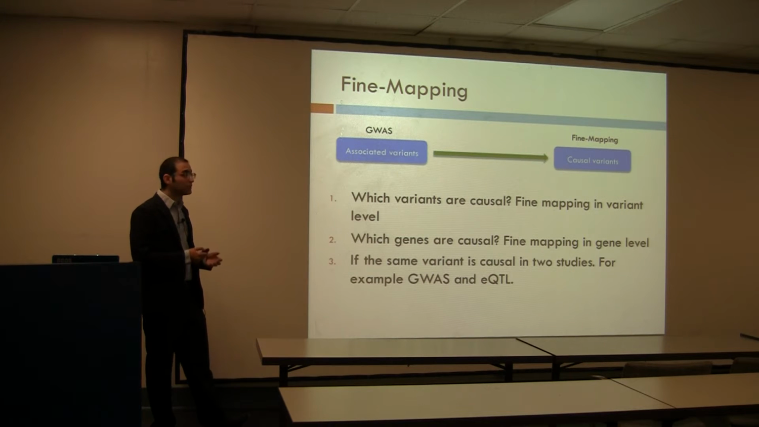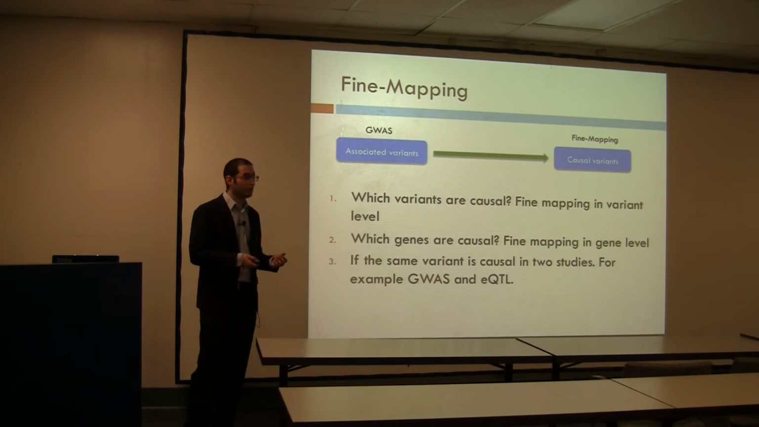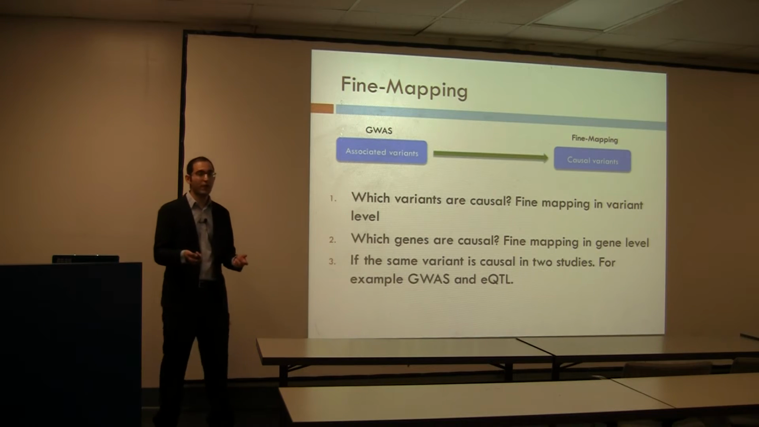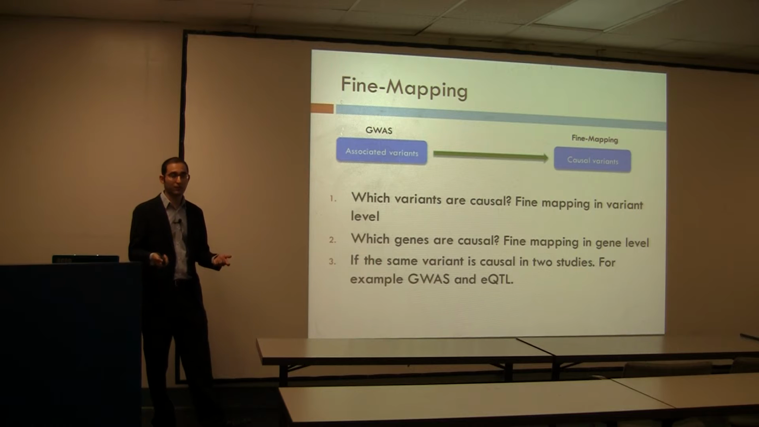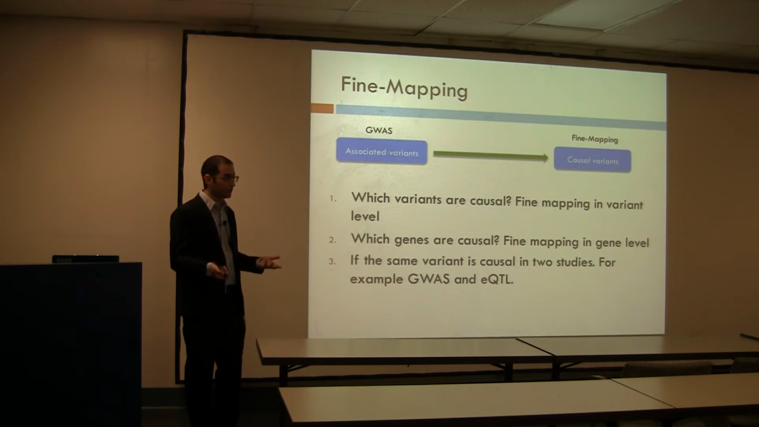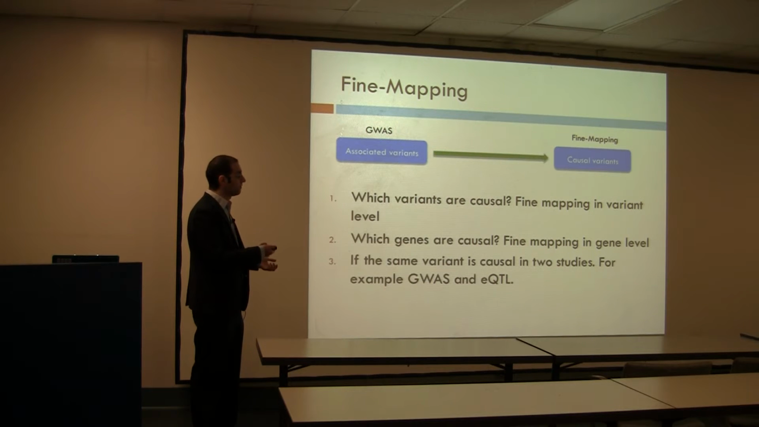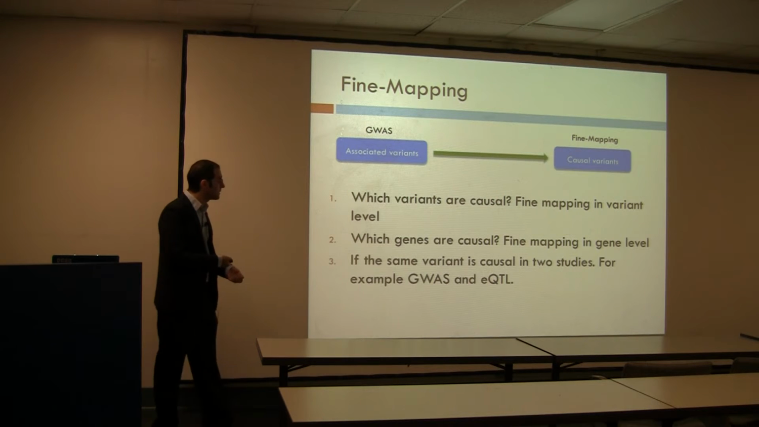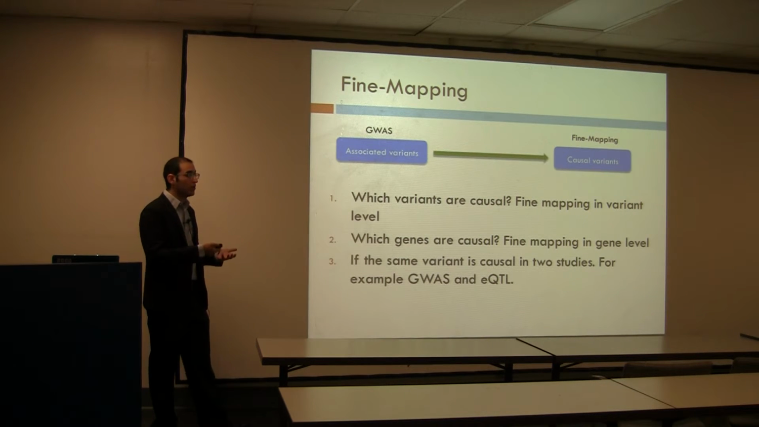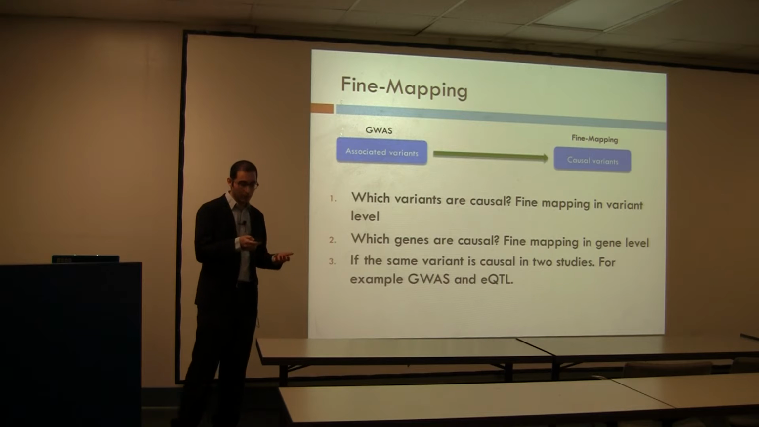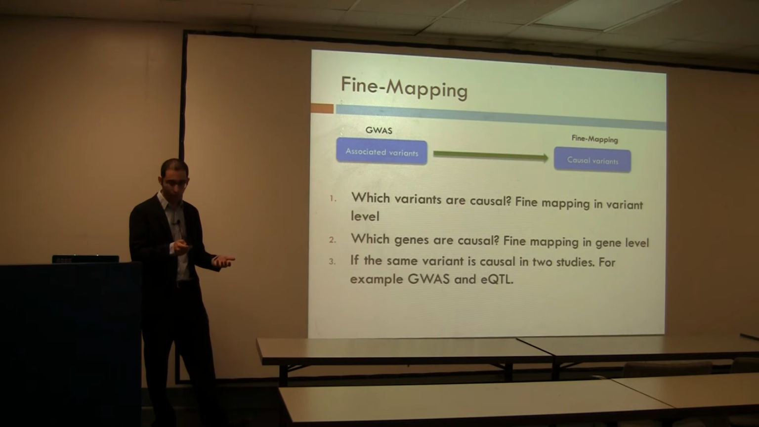So in the context of fine mapping, I will try to answer three questions. Fine mapping is that, given the associated variants, can we figure out the causal variants? So the first question you may ask is, which of these variants are actually causal? The second question is, maybe we are more interested in finding which gene is causal, so you want to perform fine mapping at the gene level. And then I will talk about one of the applications: is it possible to find a variant that is causal in two different studies? An example of this is the same variant being causal in a GWAS and an eQTL. And I will explain why this is very important later on.